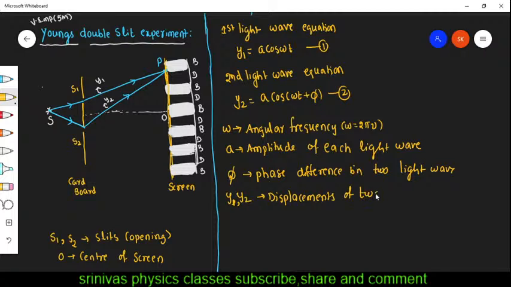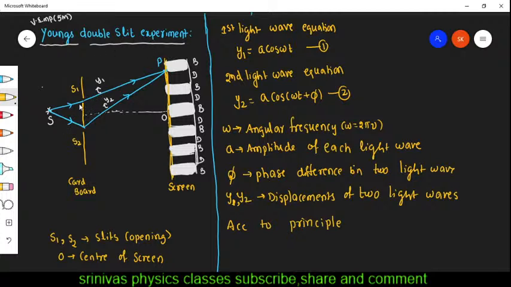Displacements of two light waves. These two light waves are superposed with each other according to the principle of superposition. Interference means what? Young's double slit experiment is for interference. In interference, what happens? Interference is nothing but superposition.